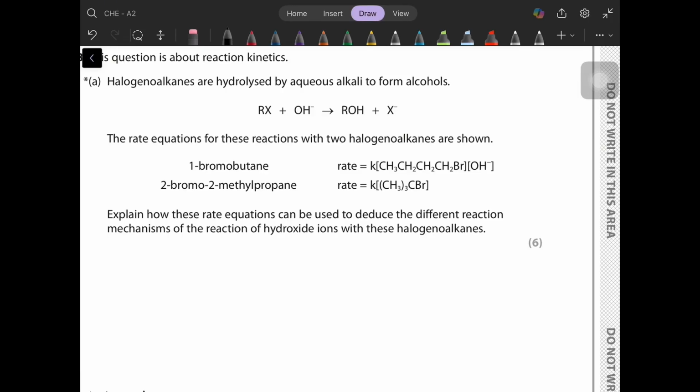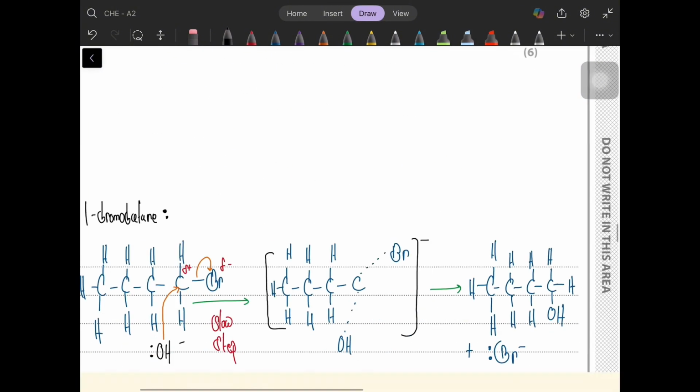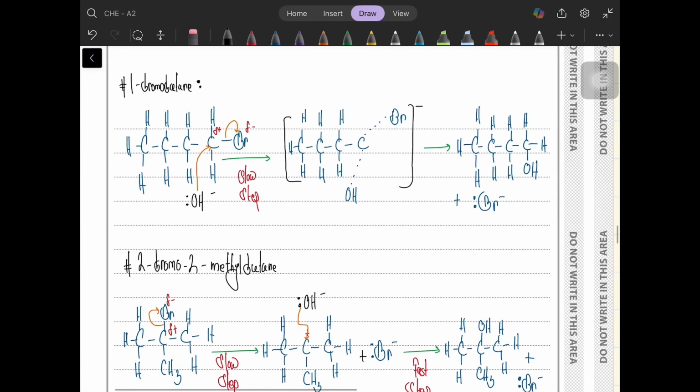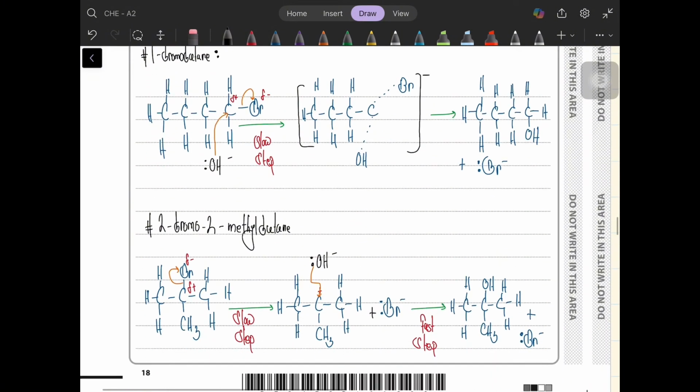Explain how this rate equation can be used to deduce different reaction mechanisms of the reaction of hydroxide ions with these halogenoalkanes. Okay, so this is basically the mechanism. For this primary halogenoalkane, this is going to be the slow step of this reaction, and this is the transition state. And as the reaction progresses, you are left with your desired product, right? And with secondary halogenoalkane, first of all the bromine is going to get separated, and this is going to be the slow step, and then this OH minus is going to join, and the other step is the fast step, right?